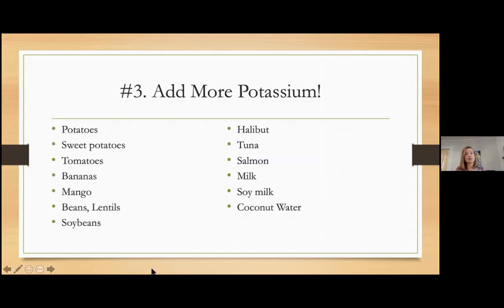The other thing that we want to do is add more potassium. Potassium balances out the effects of salt, and so potassium helps to decrease our blood pressure. Where do we get potassium from? Sweet potatoes, tomatoes, bananas, dried beans, soybeans, things like halibut, tuna, salmon, soy milk, coconut water, all of these things have lots of potassium. And a high potassium diet has been shown to be extremely effective in helping to maintain blood pressure.